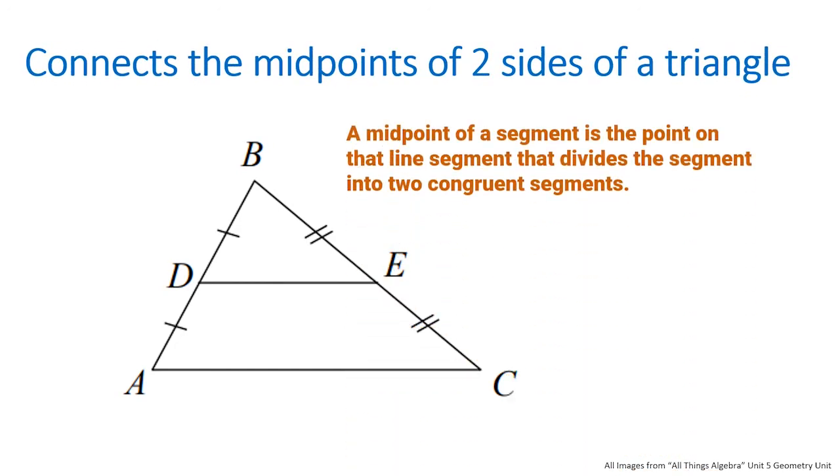And remember, the midpoint of a segment is the point on the line segment that divides the segment into two congruent segments. So as we see here, we have EC and BE. Those are congruent, and so we could say that E is the midpoint of line BC. Then over here, side BD is congruent to DA, so we could say that D is the midpoint. So we could conclude from this information that line DE is the mid-segment of this triangle.